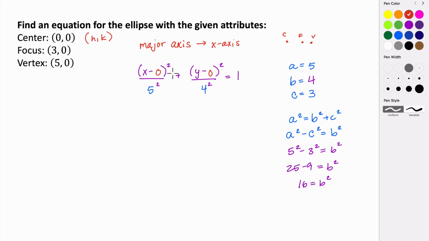So x minus 0, that's just x. So we have x squared divided by 5 squared, which is 25. y minus 0, that's just y. So it's plus y squared divided by 4 squared, that's 16, equals 1. So this is the equation of our ellipse in standard form that has a center at the origin, foci at (3, 0) and (negative 3, 0), vertices at (5, 0) and (negative 5, 0). The value of a is 5, the value of b is 4, and we did all of that work to figure that out.